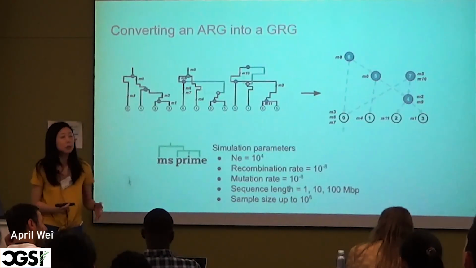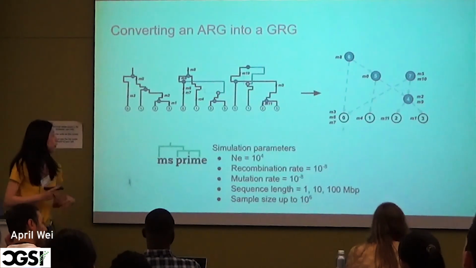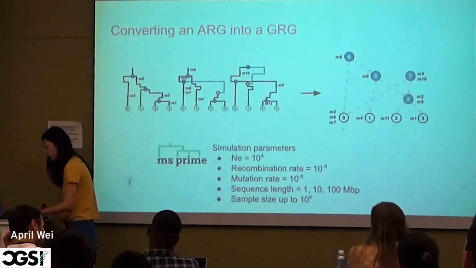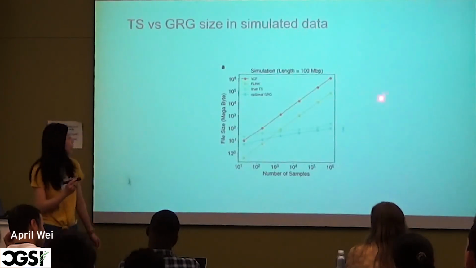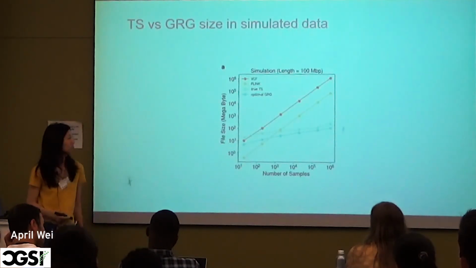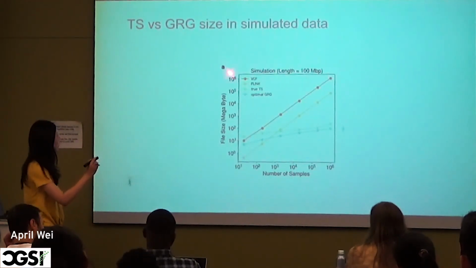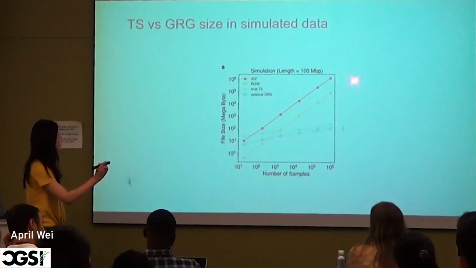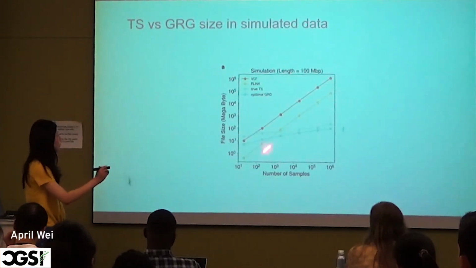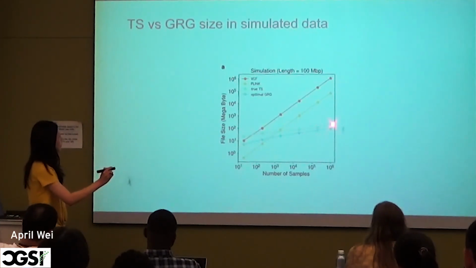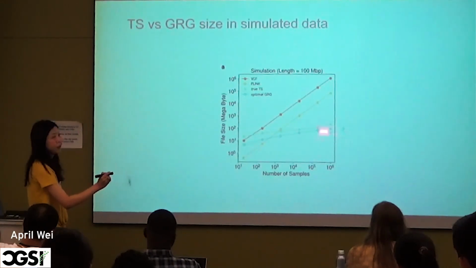So you can see that we could convert an ARG into a GRG. To do that, we simulated some ARGs, and we can have a size comparison based on simulation as the number of samples grows. This is how file size increases. If we have a VCF file, it's this line. If we have PLINK BED file encoding, it's this one. And this is the tree sequence encoding in this light green color, and this is our GRG encoding.